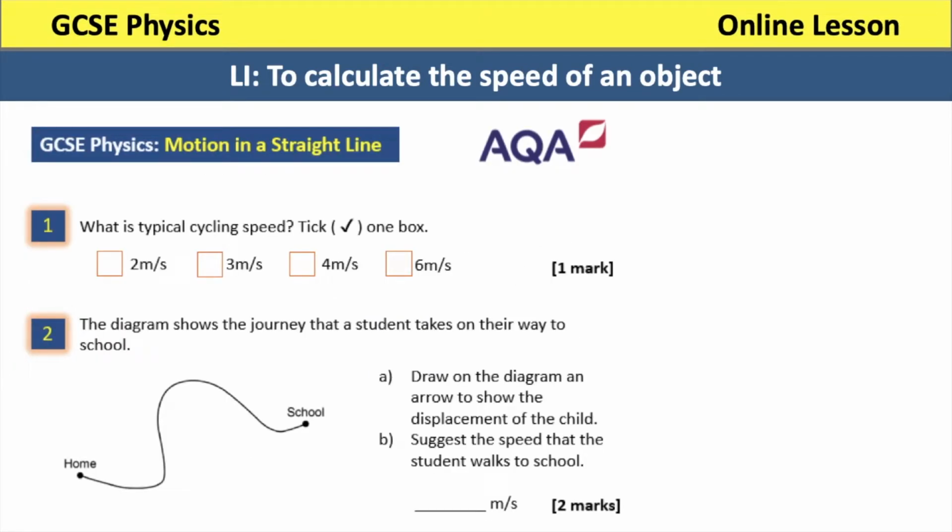So question number 1, what is typical cycling speed? Tick 1 box. There were 4 options provided for us. The correct option is 6 meters per second.